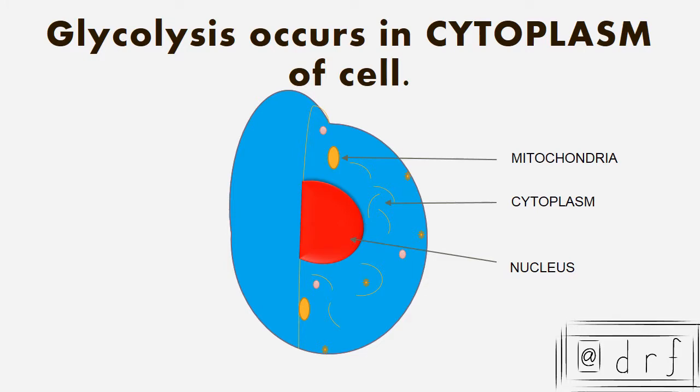Glycolysis occurs in the cytoplasm of the cell. Each and every pathway of biochemistry has its specific location, and glycolysis is majorly seen in the cytoplasm of the cell. This process is continuous and it does not depend on whether you are eating or not. It is continuous as your cells need energy all the time.